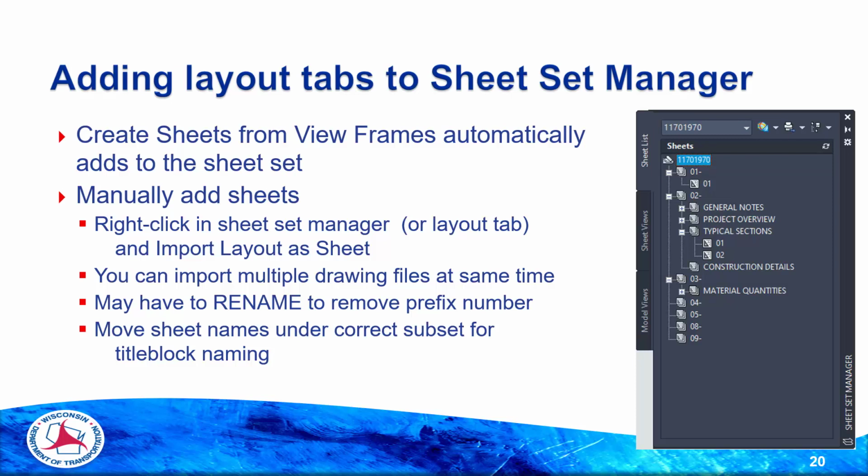You will also want to move the sheets under the correct subsets. Currently you can see that under the 02 area are general notes, project overview, typical sections. I've chosen to move the 01 and 02 under typical sections because in the title block, depending on the type of sheet you're working with, the subset is many times programmed to be in the title block as well. So having it under the correct subset is correct, and that's a best practice. You can drag them into any order that's appropriate here.